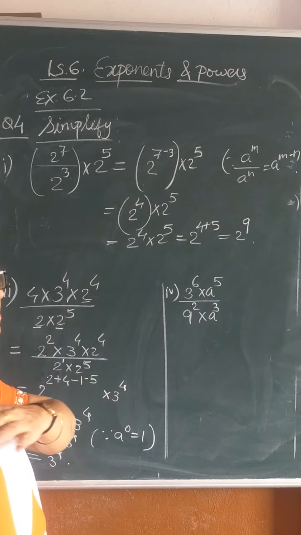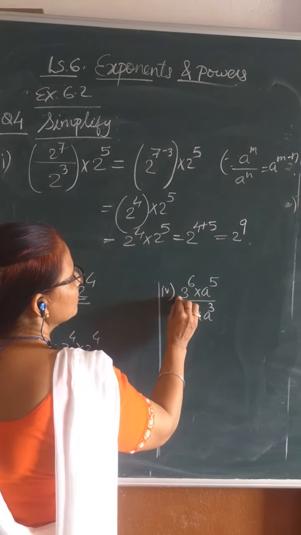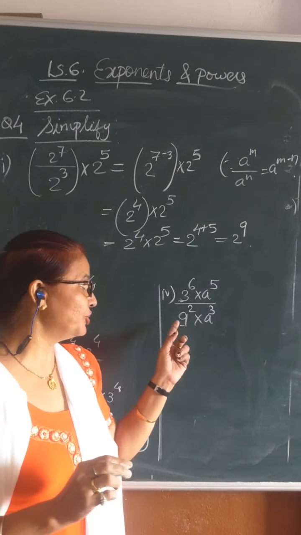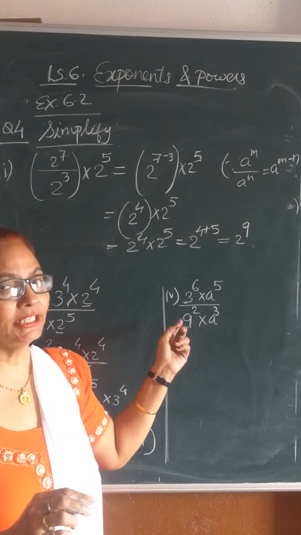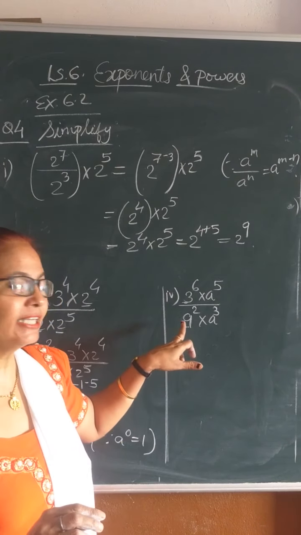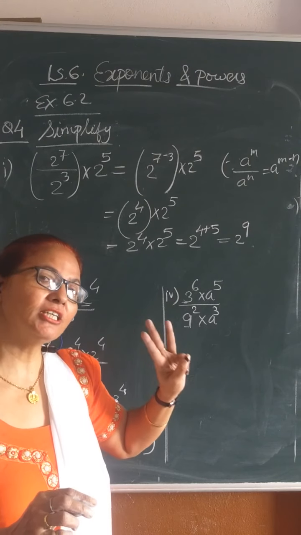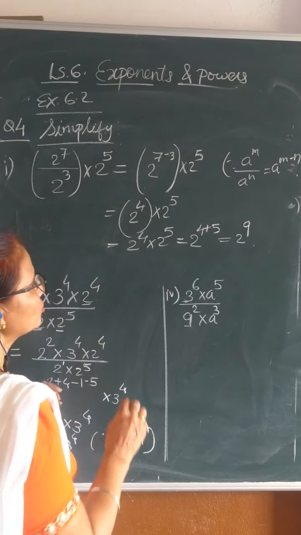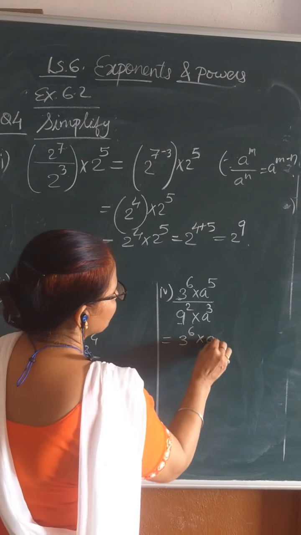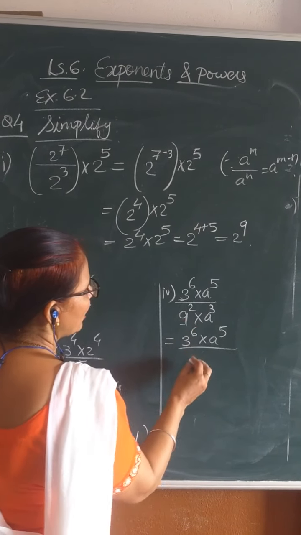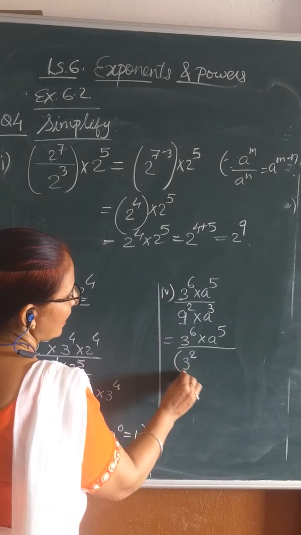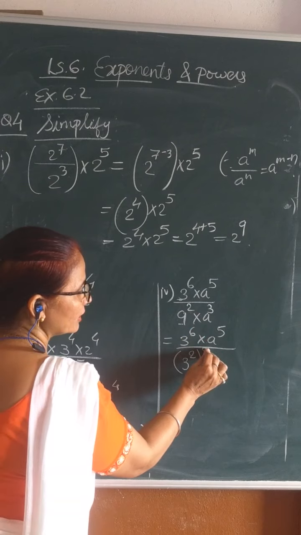Now let's see this example. Here what is the base? 3, and here 9. Now we can convert 9 into 3, but we cannot change 3 into 9. Means 9 can be written by taking 3 as the base. So let's do that first. This 3 will be given as it is. Now 9 can be written as 3 square, and this square is already there.